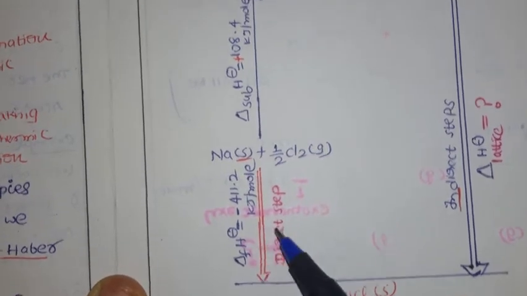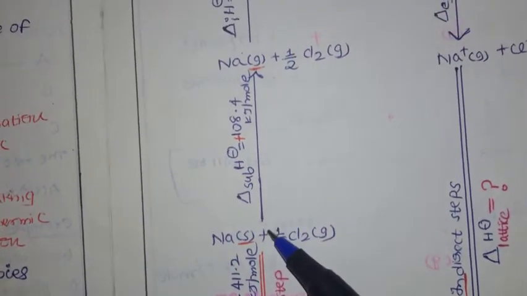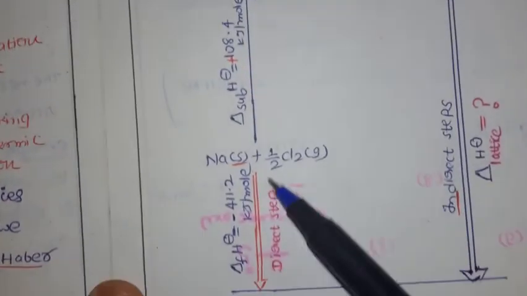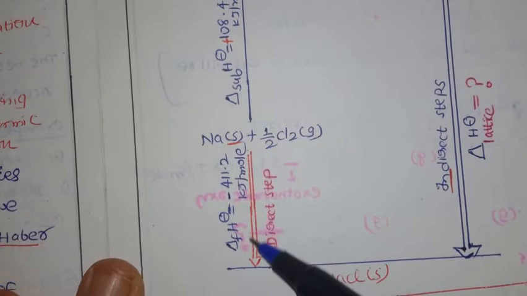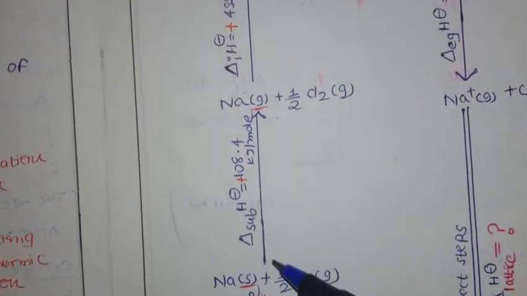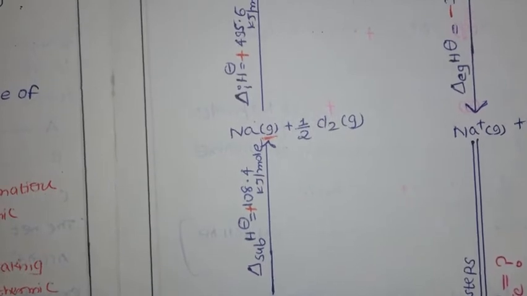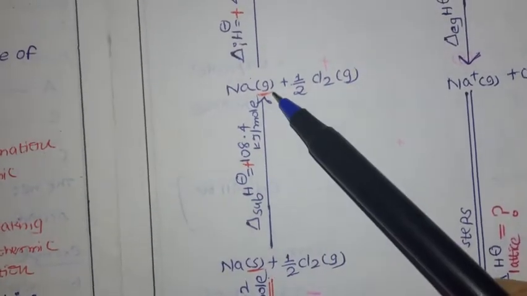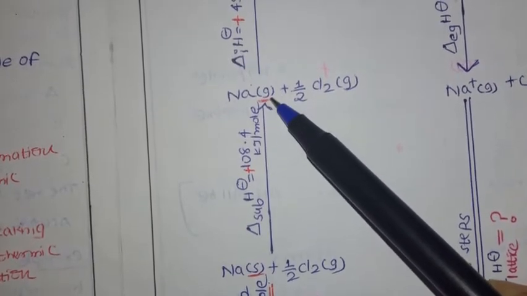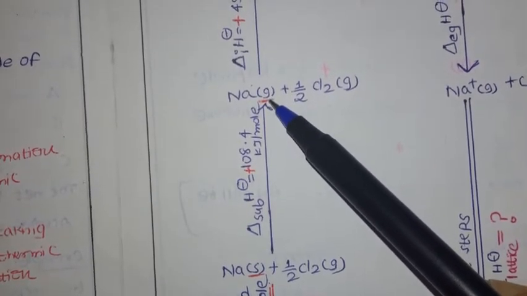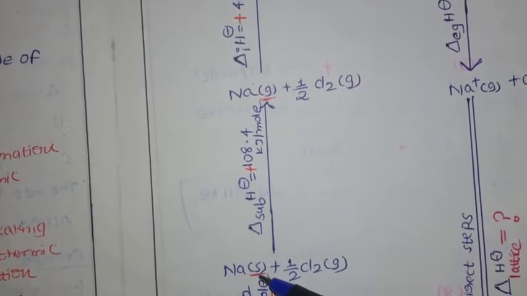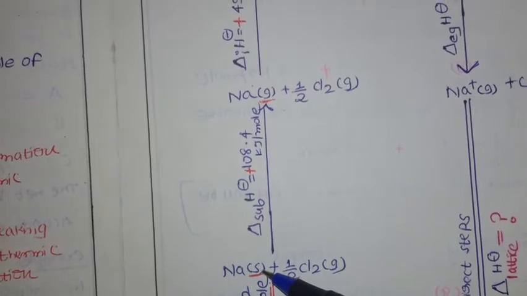Next, if I go for the indirect method, what am I doing here? Now I am simply following Hess law. By the direct method, the delta enthalpy is this much. Now if you go for the indirect method, first I will convert the solid sodium into gas. Why? Because the lattice enthalpy definition requires that I get the ions in the gaseous state. So first I have to convert the solid into gas.